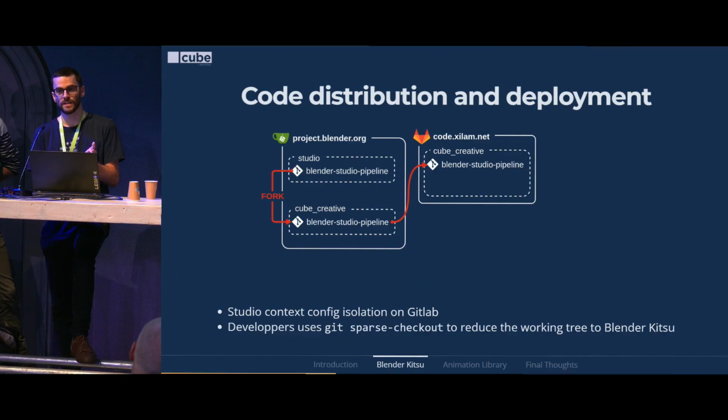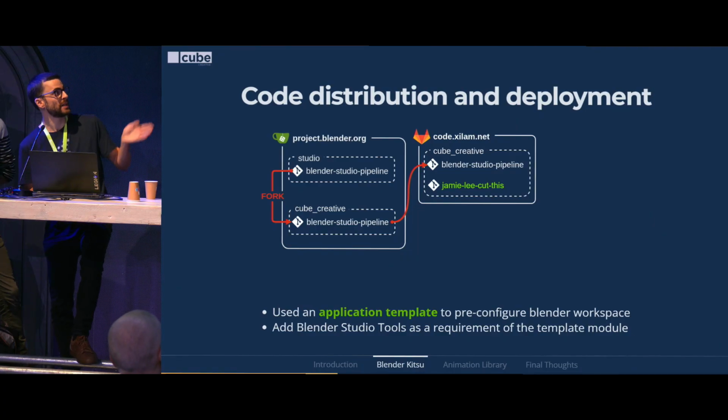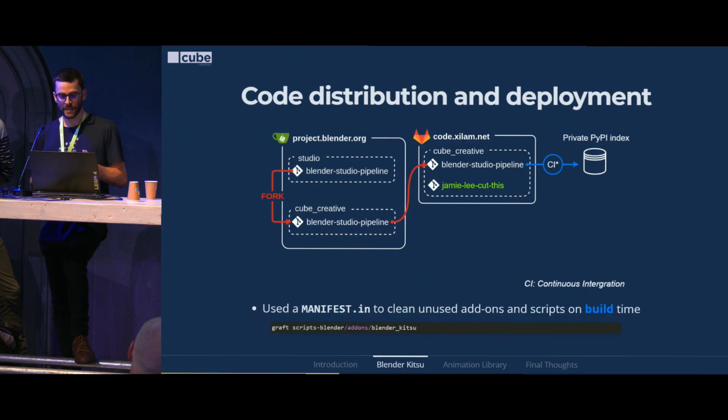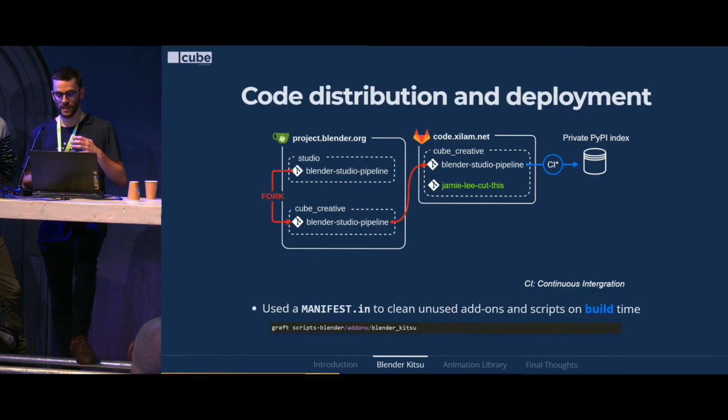So the next question was how to distribute it to the studio, to the artists, basically. Our first step consisted of creating an application template called Jamily Cut This that basically handles Blender configuration at launch and opens a pre-configured workspace with the video sequence editor. As the Blender Studio pipeline was already structured as a Python package, we easily managed to publish it to our private PyPI index. We just added a basic manifest file to describe what was kept at build time, thus allowing us to only distribute Blender Kitsu.